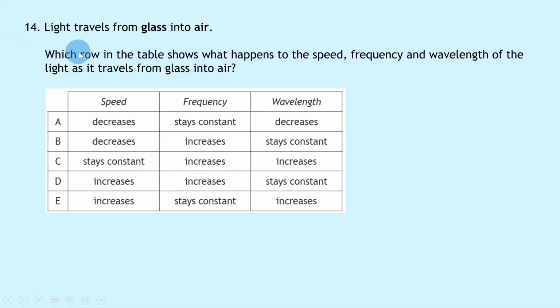Question 14 says light travels from glass into air. Which row in the table shows what happens to the speed, frequency and wavelength of the light as it travels from glass into air? Well, notice how glass is a more dense material than air, so the light is going from a more dense material into a less dense material.